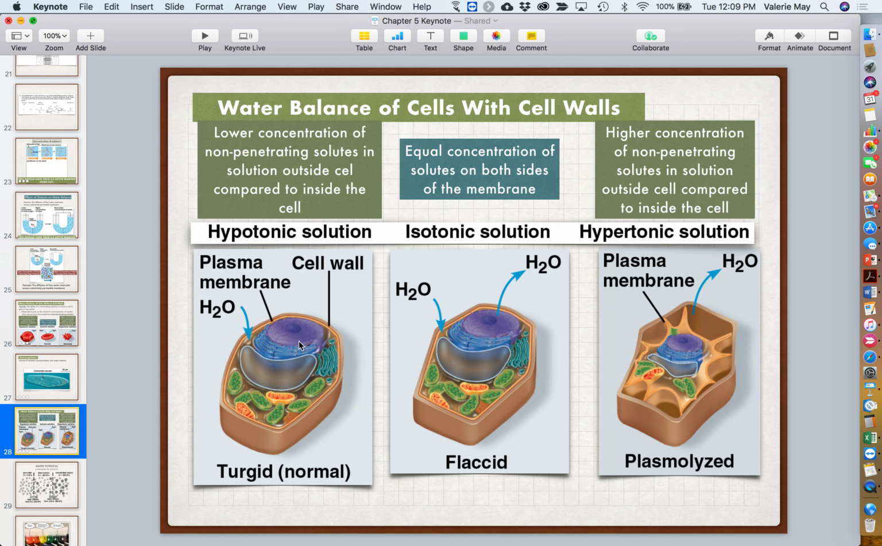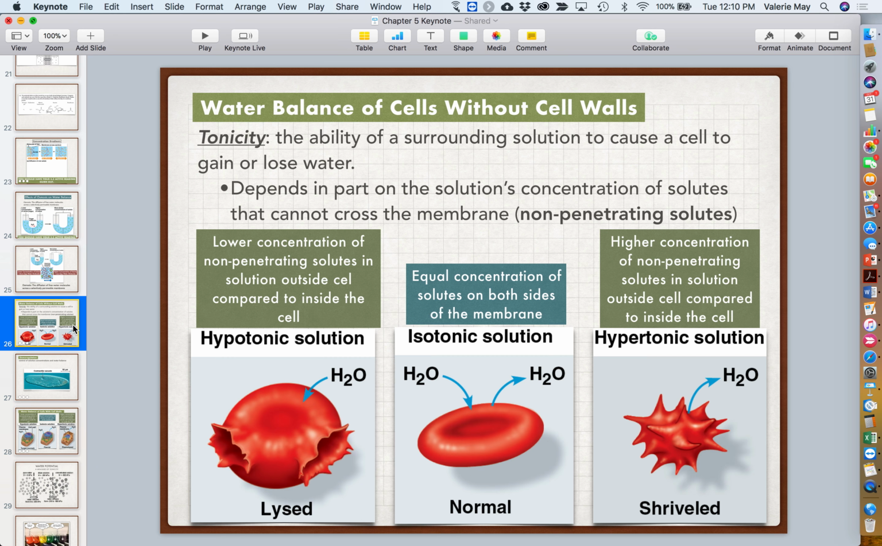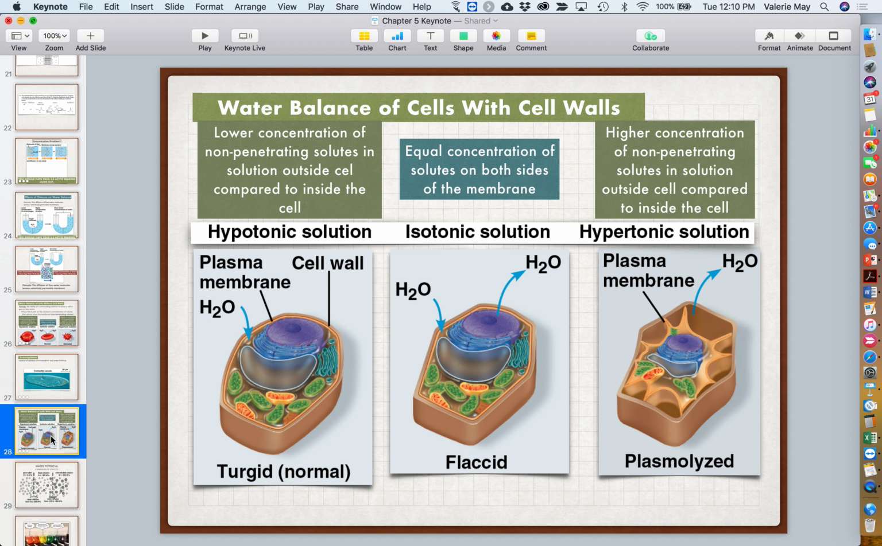And as the water comes in and pushes against that cell wall that prevents the cell expanding anymore, we call that turgor pressure, the pressure that the cell is pushing up against the cell wall, and the cells are turgid, and that allows the plants to stand upright and be a healthy plant. So isotonic would be homeostasis, proper solution for a cell without a cell wall, whereas plant cells need a hypotonic solution for homeostasis.